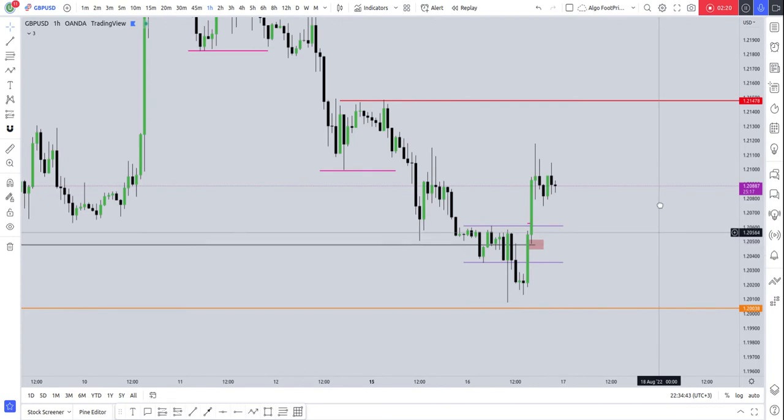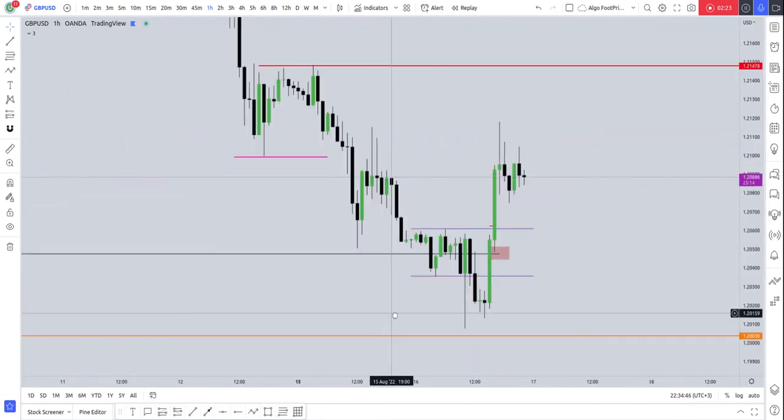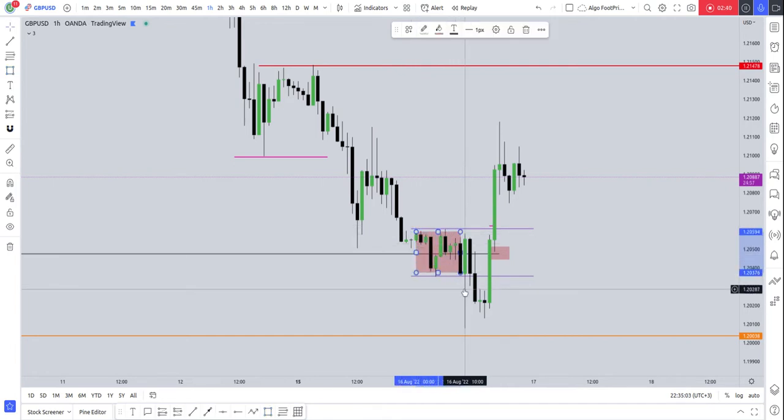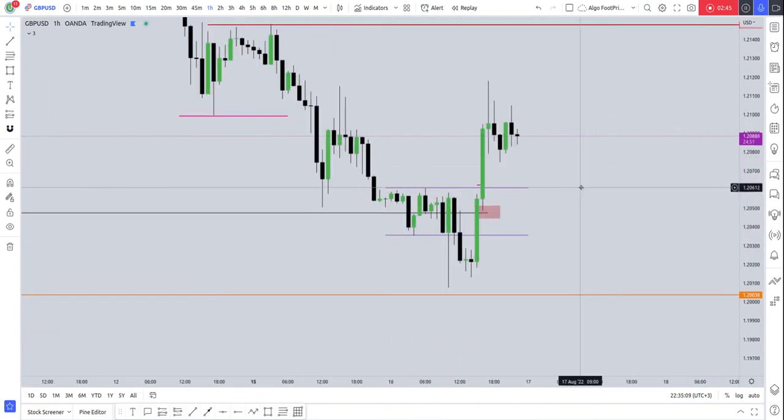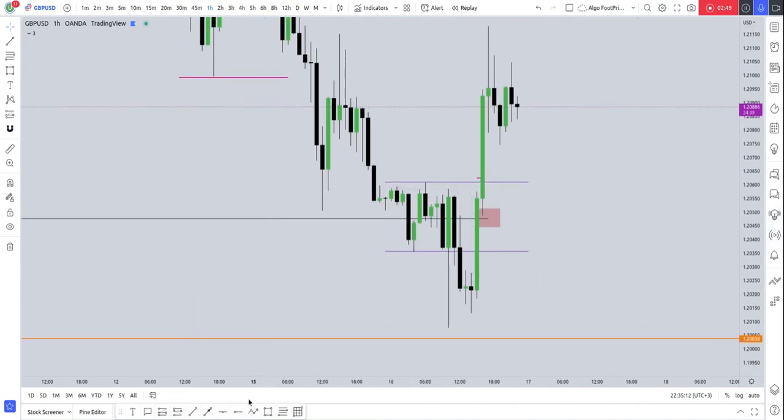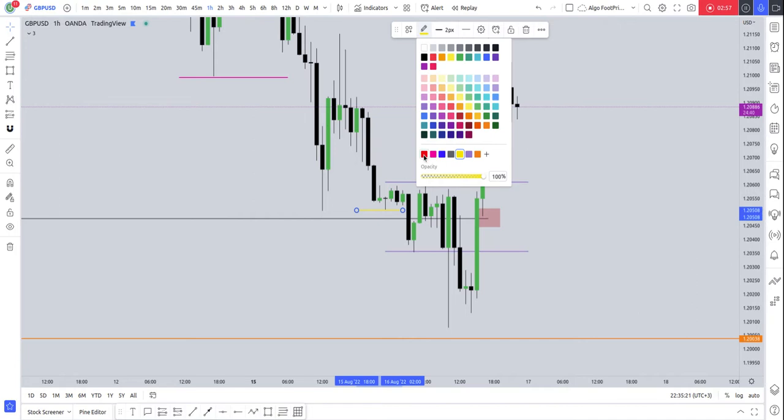So in the morning when I woke up, this was Asia. This whole move from this candle to here, this is Asia. Now Asia had this break in market structure. If I show us, this is a break in market structure. This is on the 1 hour time frame.